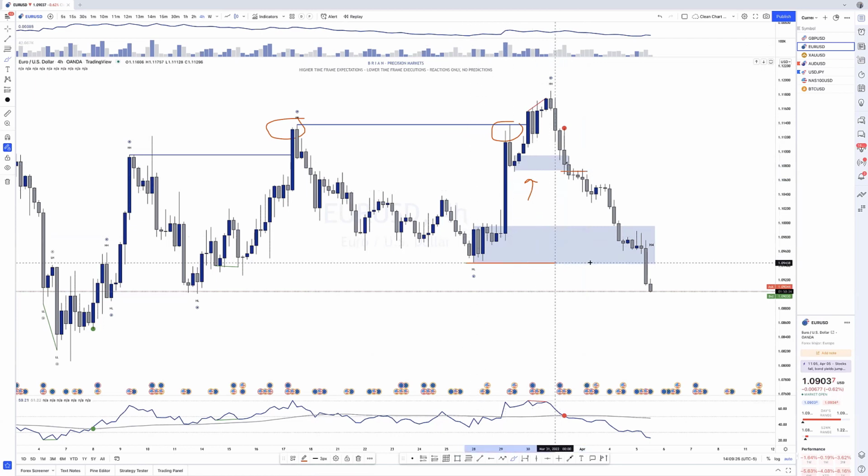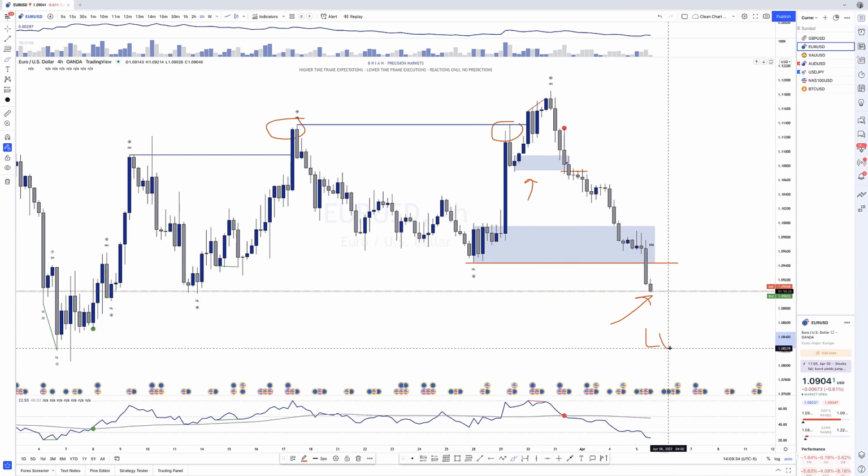But when it came yesterday and it broke this low, for me now, this is eventually going to turn into a lower low. So all we're waiting for is just confirmation on pullback.